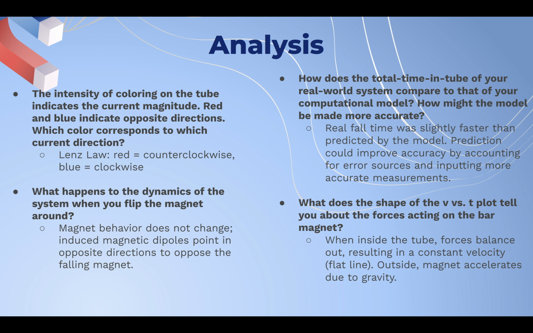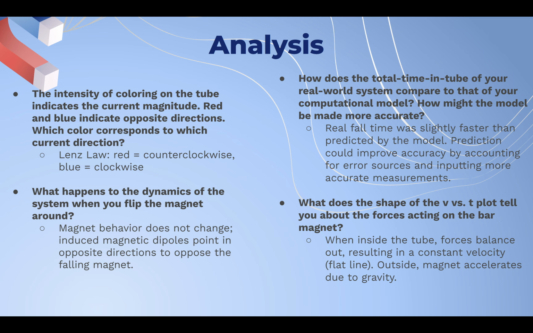So how does the total fall time of our real-world system compare to our computational model? Well, our real fall time was slightly faster than predicted by the model, and the prediction could be improved in accuracy by accounting for error sources and inputting more accurate measurements.